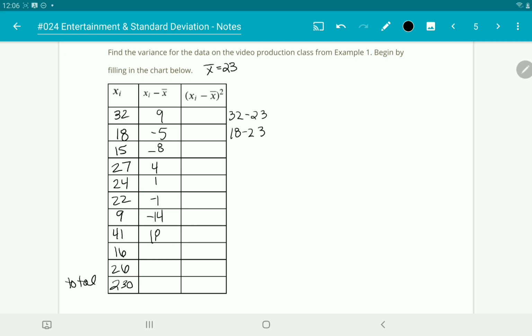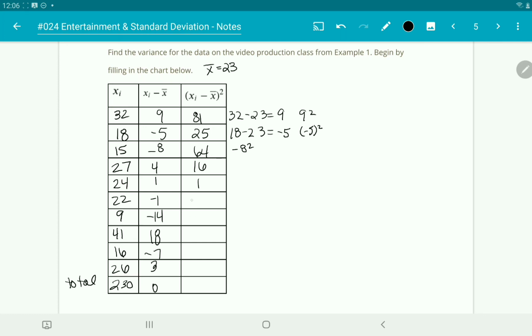Okay, 18, negative 7, 3, and 0. But then we're going to take that number and square it. We're going to say 9 squared gives us 81. Negative 5 squared gives us 25. Negative 8 squared gives us 64. 4 squared is 16. We're just squaring this number.